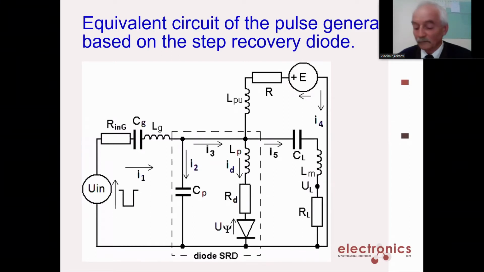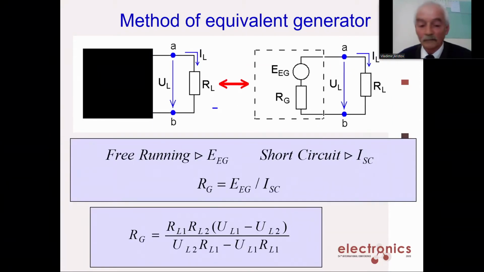An extended circuit is presented on this slide. To find the output resistance, we have used the method of the equivalent generator. For this, the entire circuit is represented as an equivalent generator and resistance Rg. Load resistance RL is connected in series with them. If there is no output load, there will be an idle voltage, free running. If the load is shorted, the short circuit current flows. The short circuit output resistance is Rg. It is equal to the idle voltage divided by the current ISC.